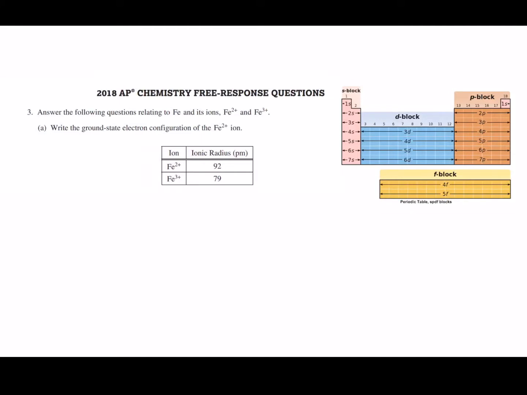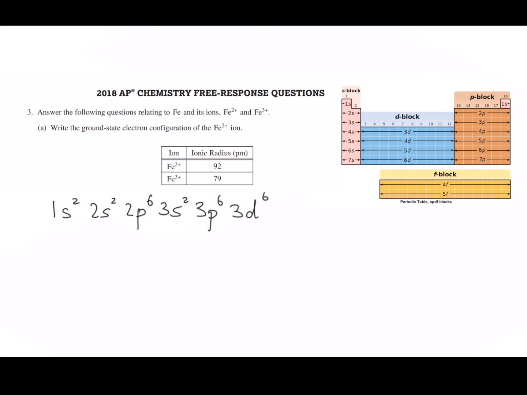Hello everyone, today we are going to demonstrate how to do question number 3 from the 2018 AP Chemistry Free Response questions. The first question wants us to write the electron configuration of the Fe+2 ion. Please notice that the Fe+2 ion has 2 fewer electrons than Fe. So we just look through our periodic table and write out the electron configuration.